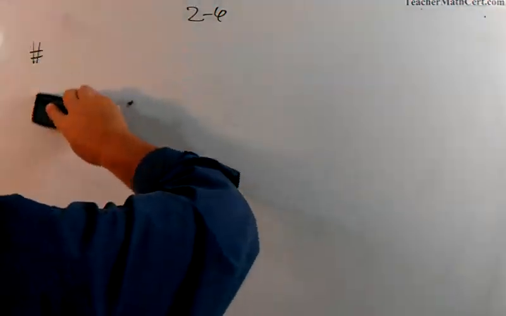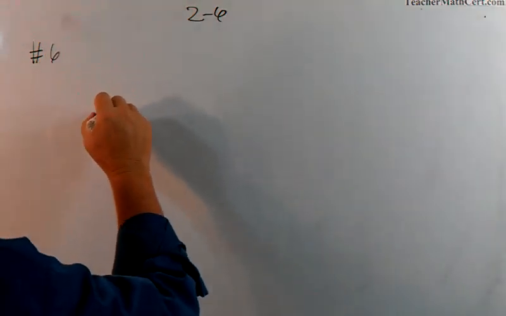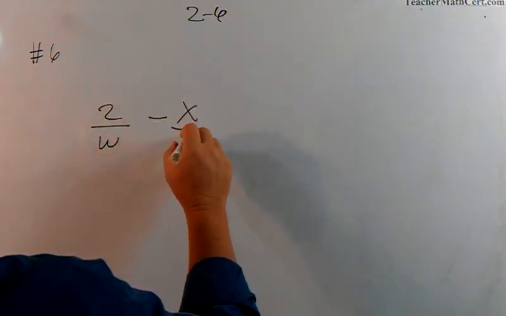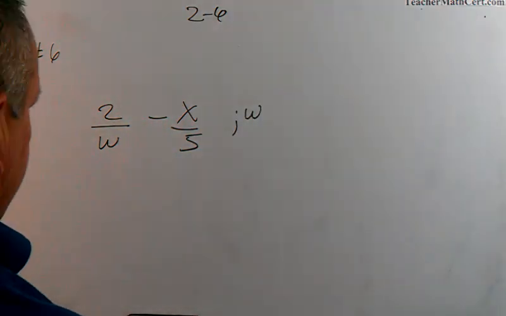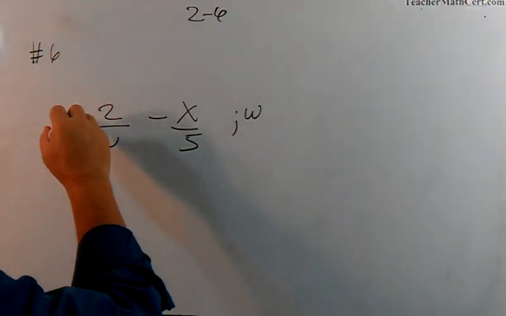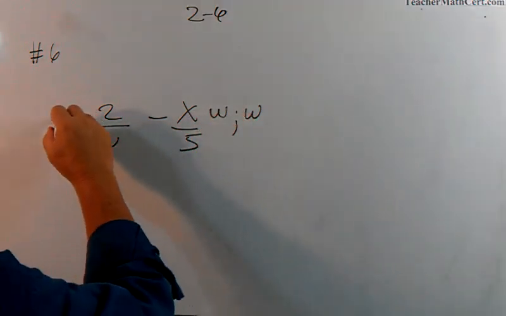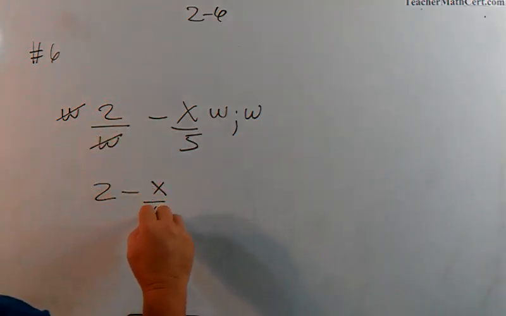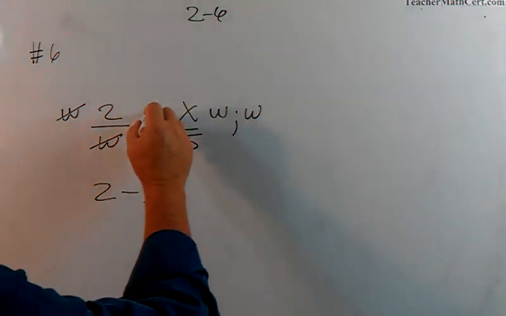Okay, number 6. 2 divided by w minus x over 5, solving for w. Alright, how do we get the w? We multiply both sides by w. This side is going to cancel. That's going to leave us with 2 minus x divided by 5. Hold on for a second here. That's an equal sign. Sorry.